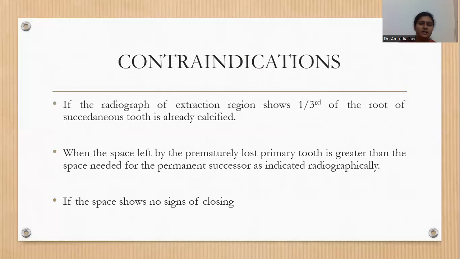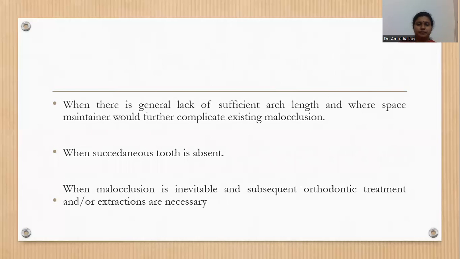Coming to contraindications: if the radiograph of the extraction region shows the development of the succedaneous tooth, and more than 1/3 of root formation is completed, then there is no need of space maintenance. Or when the space left by the prematurely lost primary tooth is greater than the space needed, in such cases also, no need of giving a space maintainer. That is, if excess space is present and there is no tendency towards closing space.